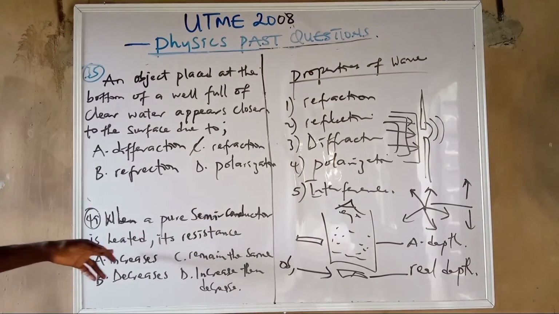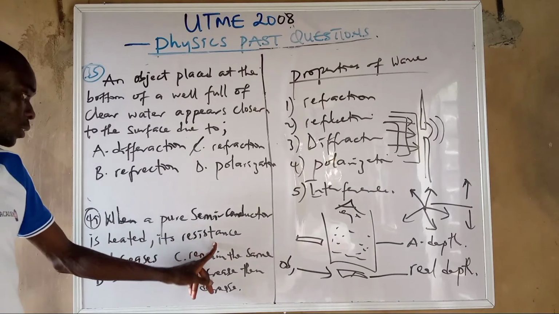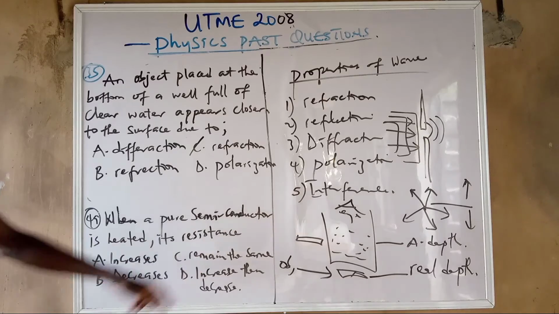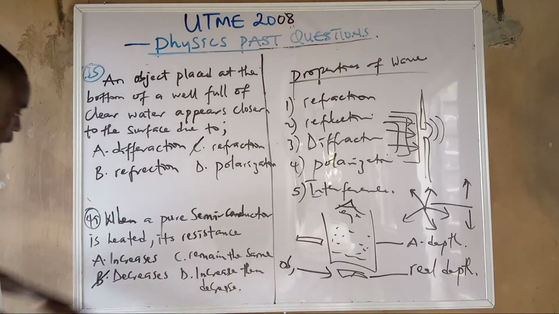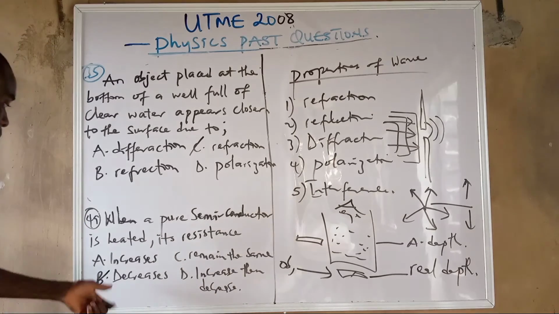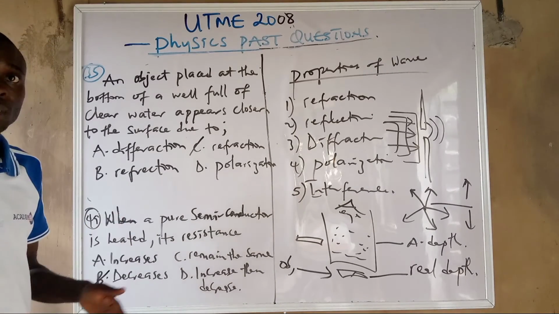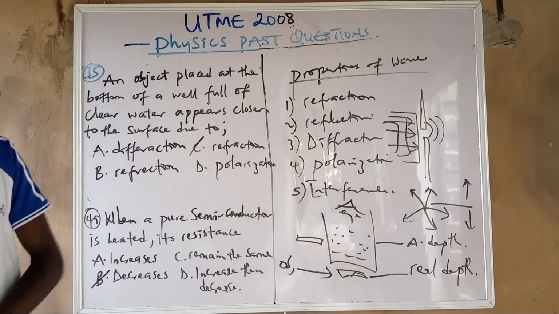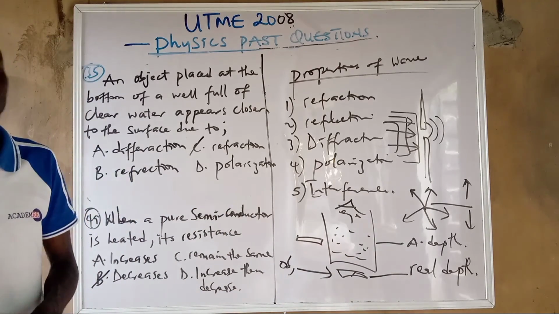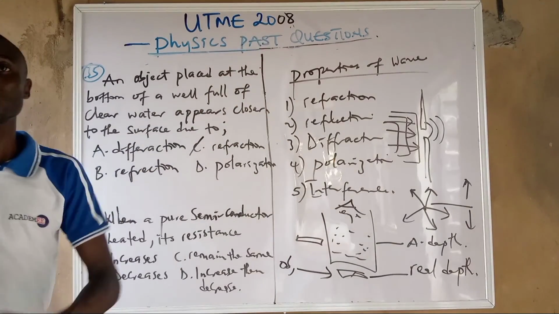So where is the focus of this? It's focusing on the resistance. If the conductivity will increase, then the resistance will decrease. However, it's the reverse for a pure conductor. When a pure conductor is heated, the resistance will increase and the conductivity will decrease. So that's it for the few questions we wanted to solve in the year 2008 physics past questions.